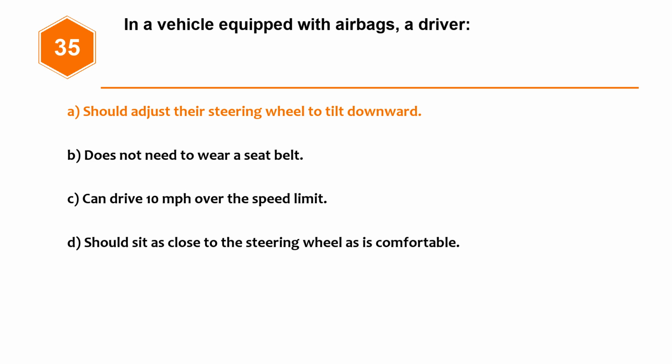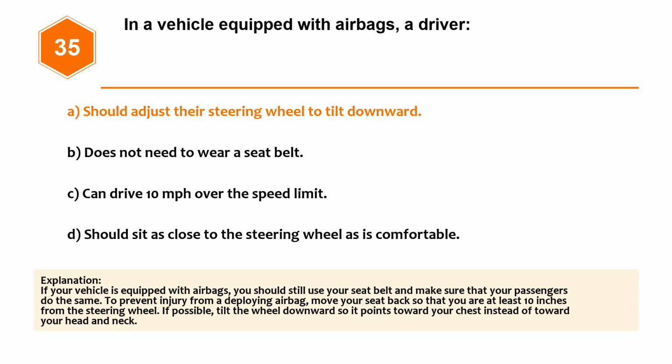The correct answer is option A, should adjust their steering wheel to tilt downward. Explanation: if your vehicle is equipped with airbags, you should still use your seat belt and make sure that your passengers do the same. To prevent injury from a deploying airbag, move your seat back so that you are at least 10 inches from the steering wheel. If possible, tilt the wheel downward so it points toward your chest instead of toward your head and neck.